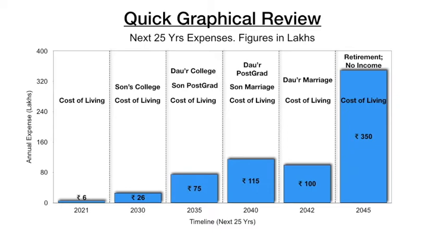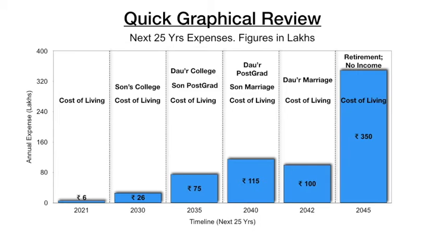In 2040, your son is getting married, your daughter is doing post graduation, and including your cost of living, you might need approximately 1.1 to 1.2 crores. And in 2042, you need to have your daughter's marriage and cost of living, you need approximately 1 crore. Now here I'm assuming that your son is well employed, he is not dependent on you, and hence the average cost has come down. If that is not the case, then you are in big soup.